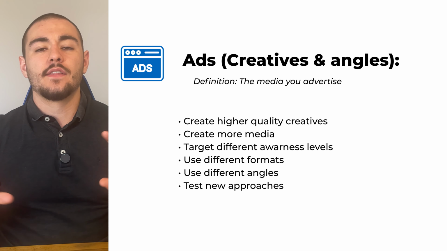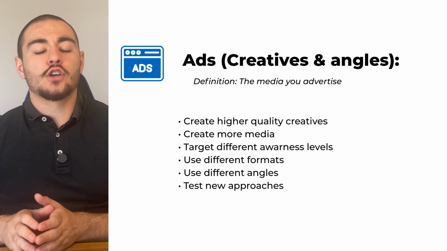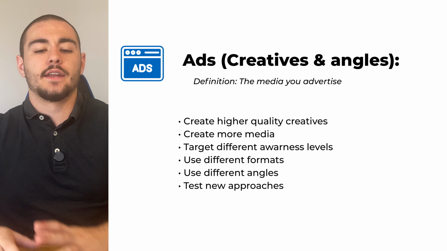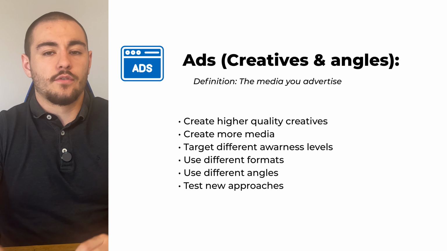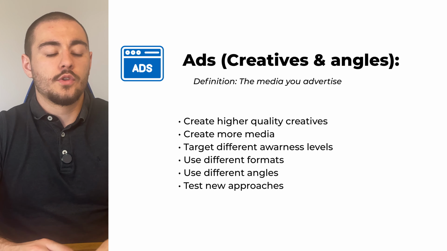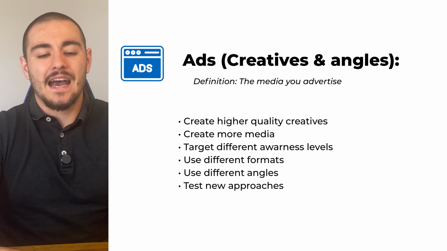So that's the two types that I'm going to be talking about. You have ad creatives, and then you have the actual angle, which is more of the copywriting side. And the ads, the definition is very simple. It's the media that you advertise. Whether it's a photo, a picture, whether it's text that you're sending, whether it's an email, that's an ad.